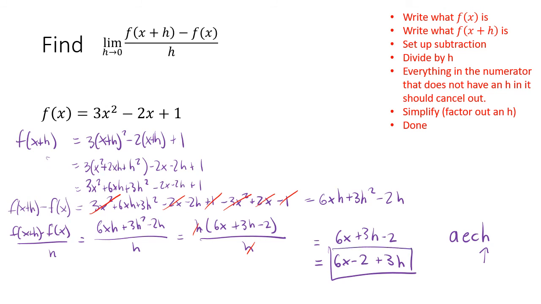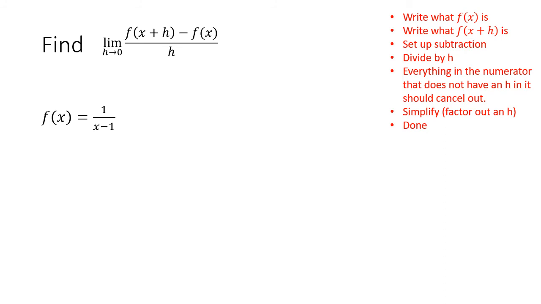But let's do one more. Next one will be kind of strange. Okay, f of x is equal to 1 divided by x minus 1. We want the difference quotient here. So we already got f of x plus h is equal to 1 divided by x plus h minus 1. Now we want to subtract these. So this sucks. Okay, so f of x plus h minus f of x for this is 1 divided by x plus h minus 1, minus 1 divided by x minus 1.